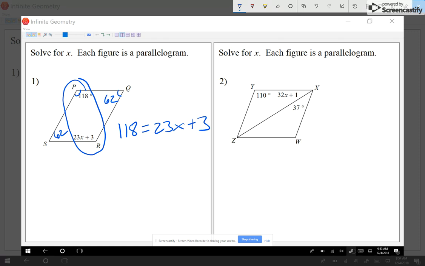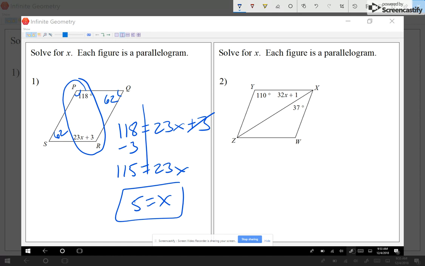Here we have to solve for x. I'm just going to treat this as an algebra question. Let me subtract 3 from each side. So I have that 115 is equal to 23x. Divide both sides by 23. And x in this case happens to be 5. Remember, adjacent angles add up to 180. Opposite angles are equal to each other.